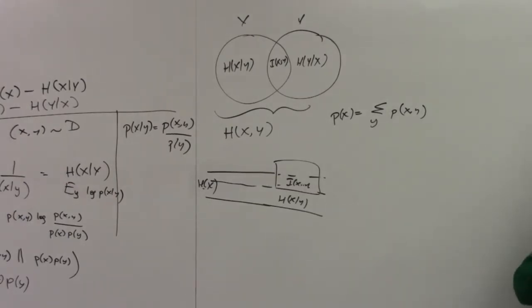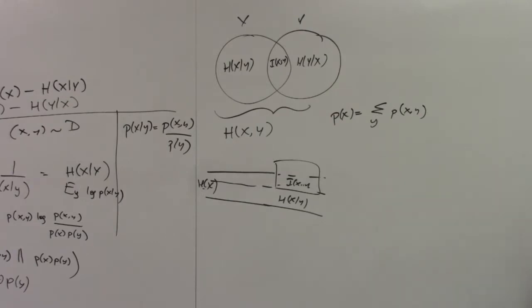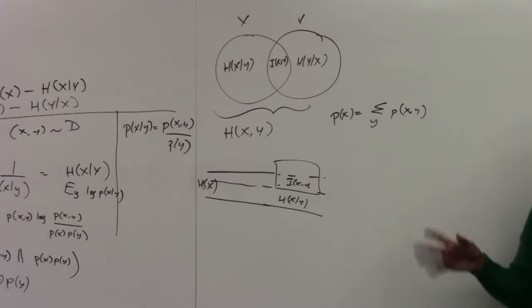But if y and x are highly tangled up, they have high mutual information, then I can ask lots of questions to y and get information about x. So you can think of this as a number of bits, a number of yes/no questions I can ask. So that's yet another intuition for what mutual information is telling me. Depending on the problem, you pick whichever intuition you want.